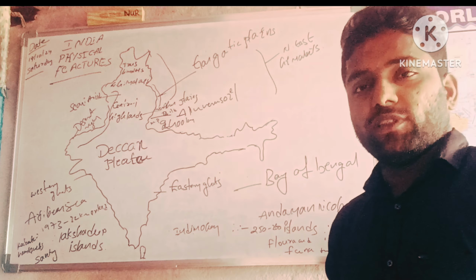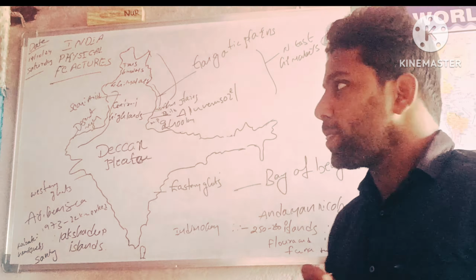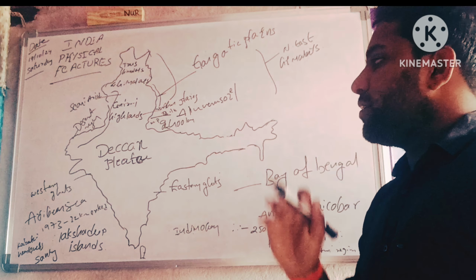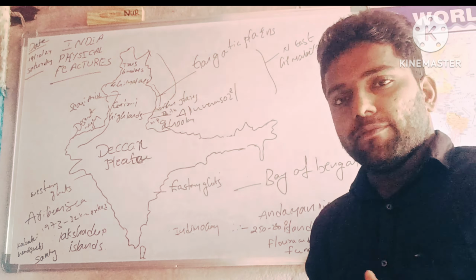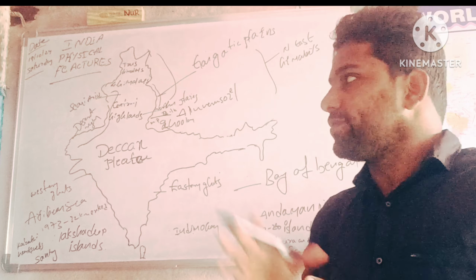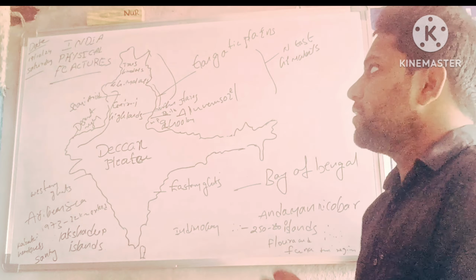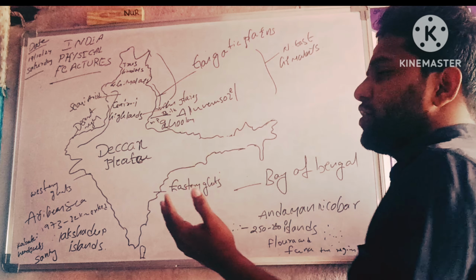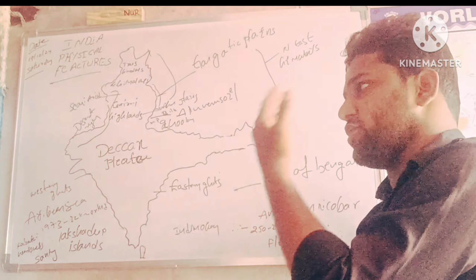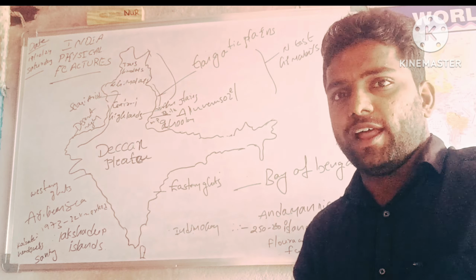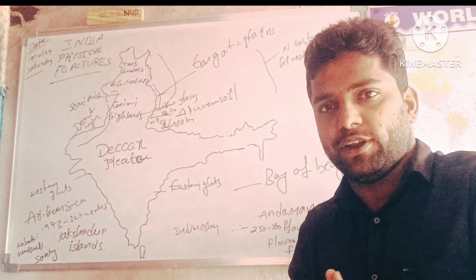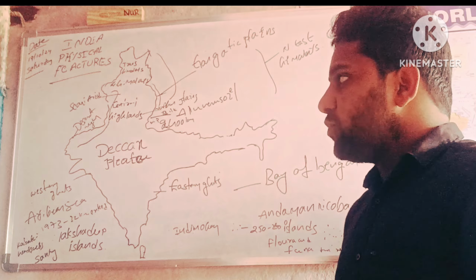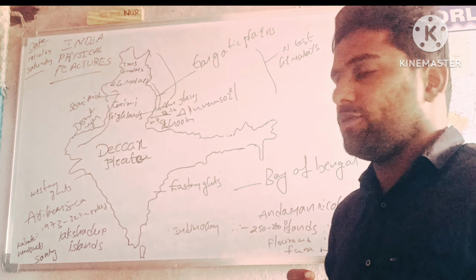Let's talk about the India map. Okay, so see, this is India, and mainly its physical features. The map has the northern direction, eastern direction, southern direction, and also western direction. These four cardinal directions are on our India map. Now, physical features.